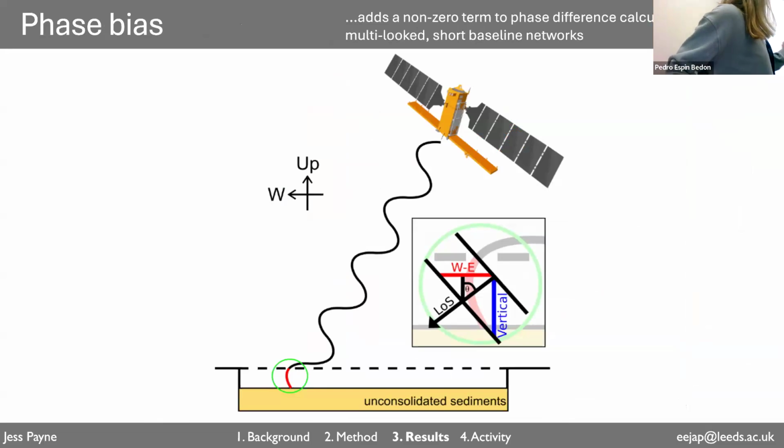So what it is, in a nutshell, is a non-zero term added to the phase difference calculated in short baseline interferogram networks, which is basically often what Sentinel-1 interferogram networks are. So if we have this image, for example, Sentinel-1 imaging subsidence, what is the change in phase? We have phase bias. Imagine it as imaging an ultraviolet phase at the bottom, which isn't real.